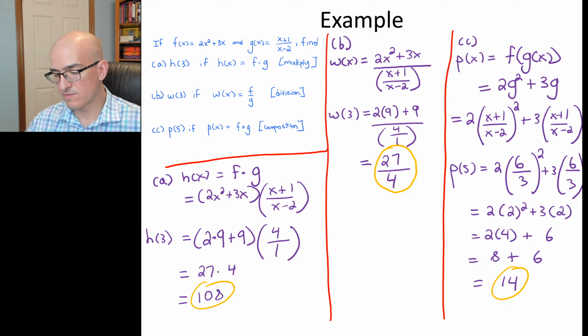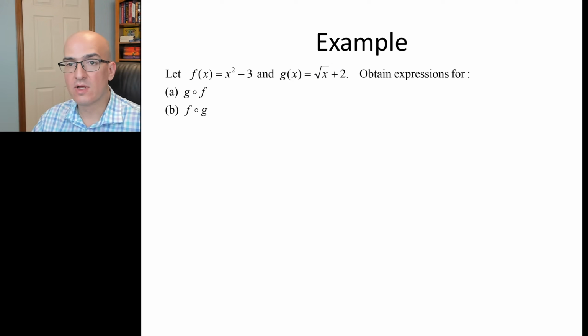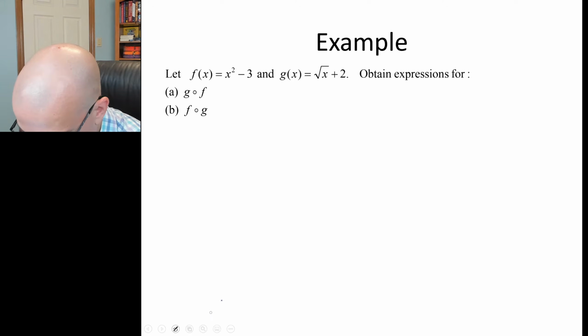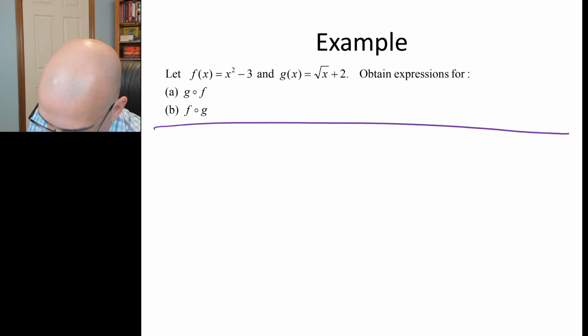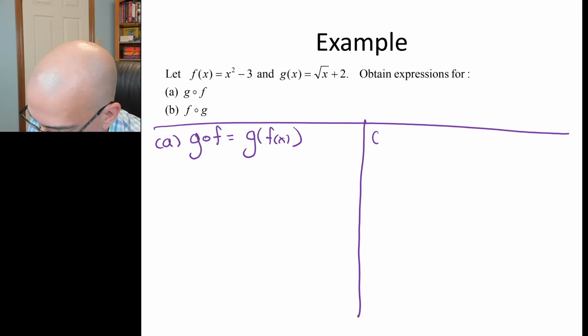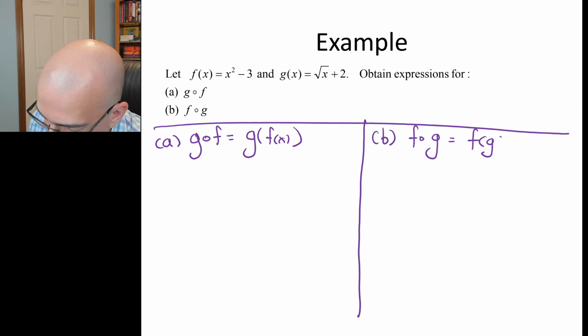All right, next example is to create two different orders of the composition, given this f of x and this g of x. We want to find g circle f and f circle g. I'm going to cut the page into halves. So first one, g circle f, which is g evaluated at f. And the second one, f circle g, which is f evaluated at g.